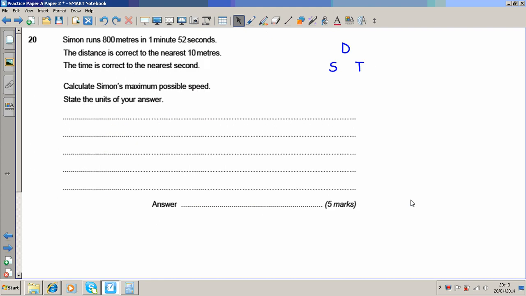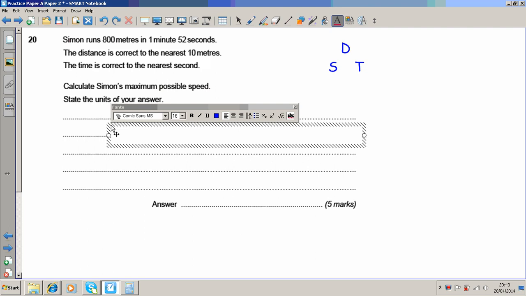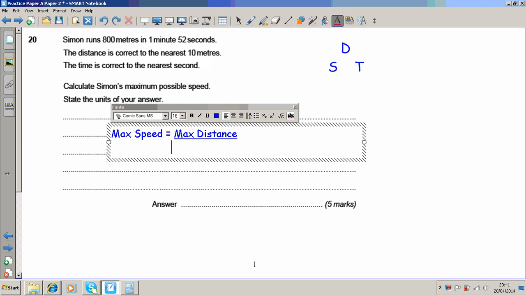Simon runs 800 metres in 1 minute 52. The distance is correct to the nearest 10. The time to the nearest second. Calculate Simon's maximum possible speed. Okay, so speed is distance divided by time. So I want this to be as big as possible. I want my distance to be as big as possible, and my time to be as small as possible. So my maximum speed is going to be my max distance divided by my min time.